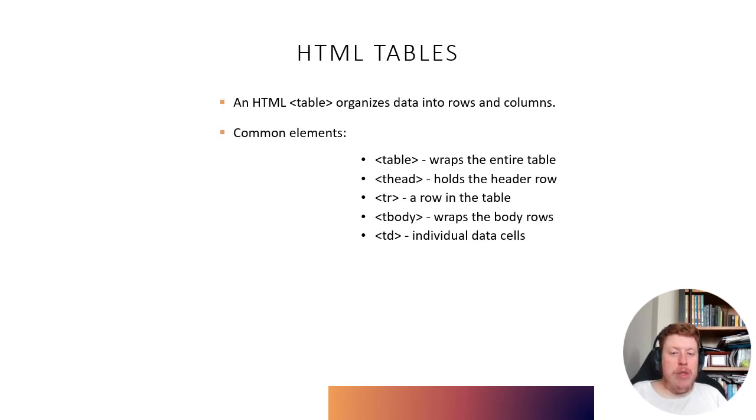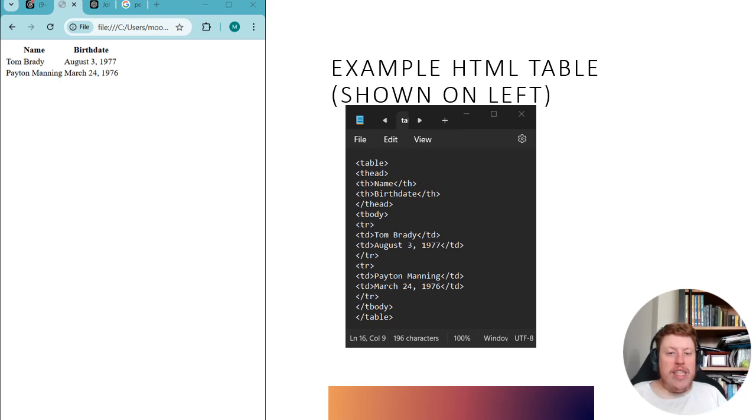HTML tables are used to organize data into rows and columns. Inside the table, we use tr for each row and td for each cell. We can also use thead to add headers and tbody for the main content of the table. Here's an example HTML table with the names and birth dates of famous American football players.